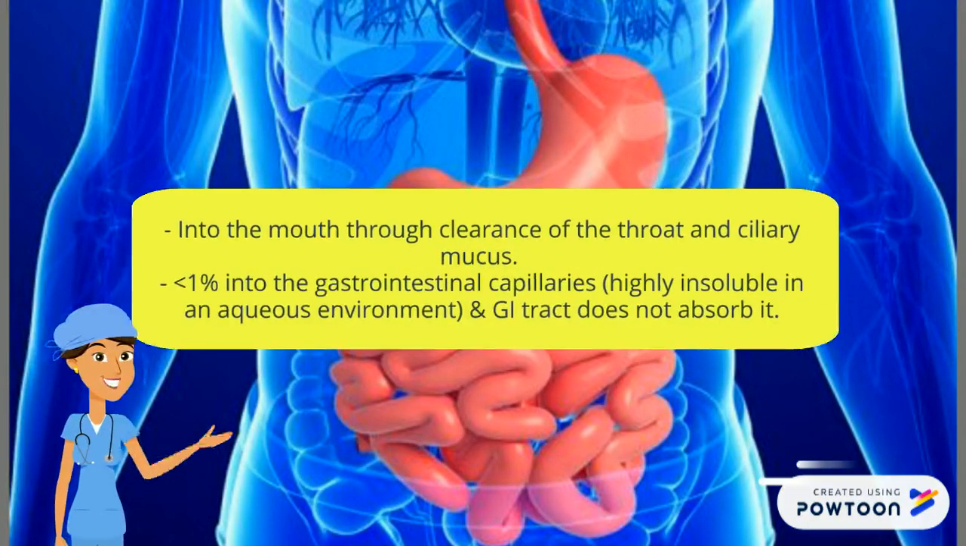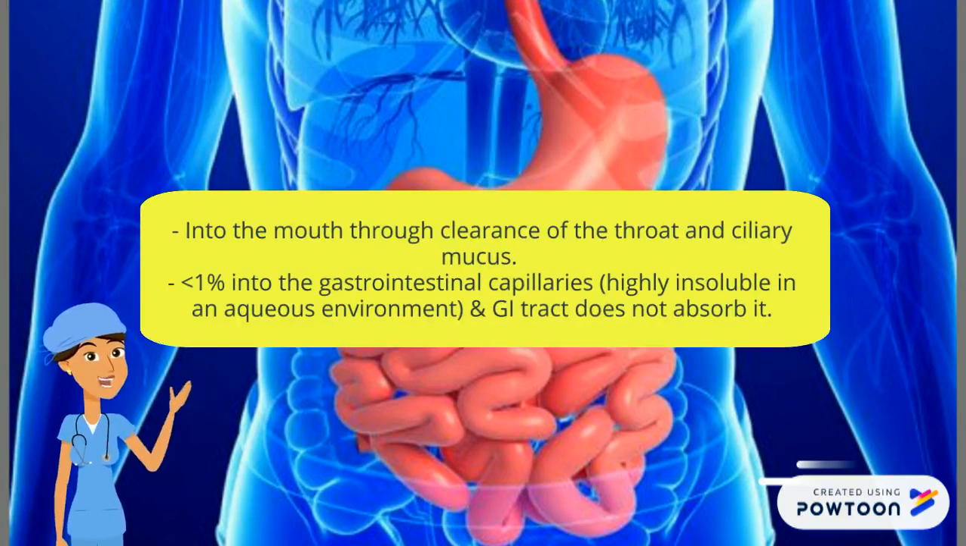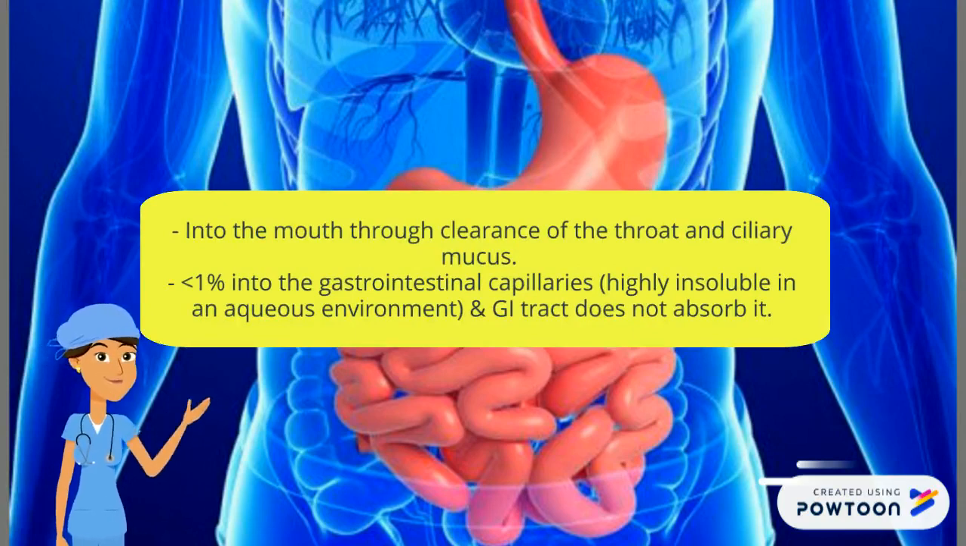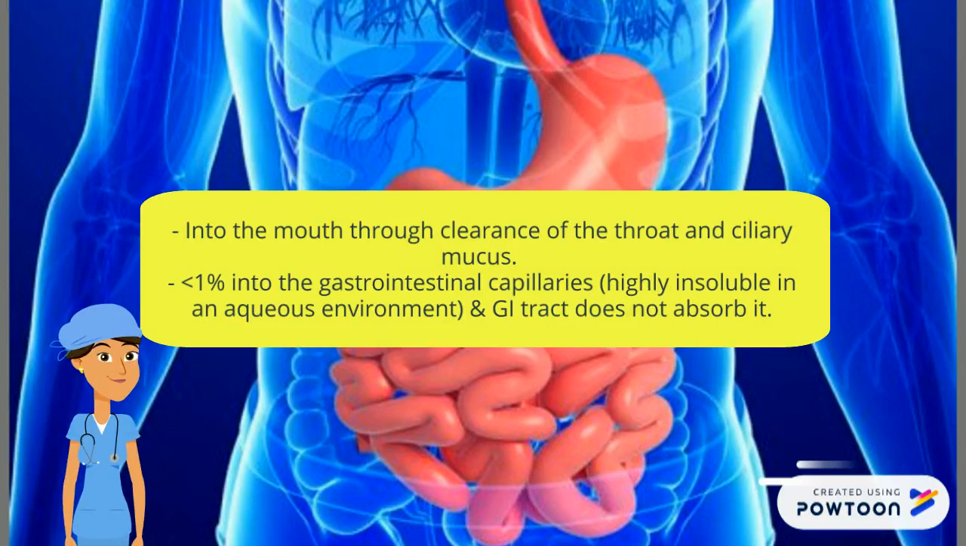It might also move into the mouth and be followed by swallowing of beryllium naturally through clearance of the throat and ciliary mucus. The amount of beryllium oxide that is absorbed into the gastrointestinal capillaries is below 1% because it is highly insoluble in an aqueous environment. Therefore, the GI tract does not absorb it.